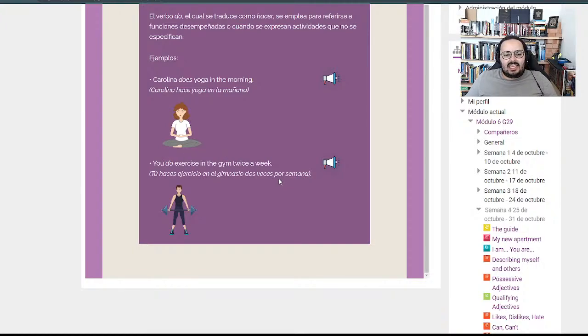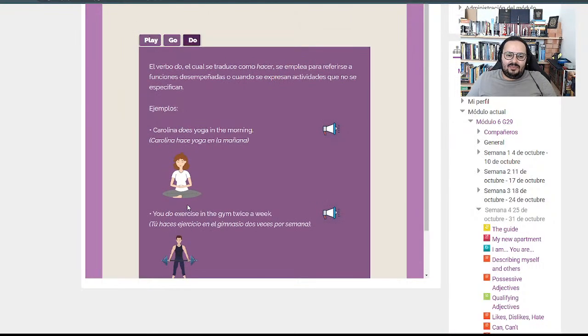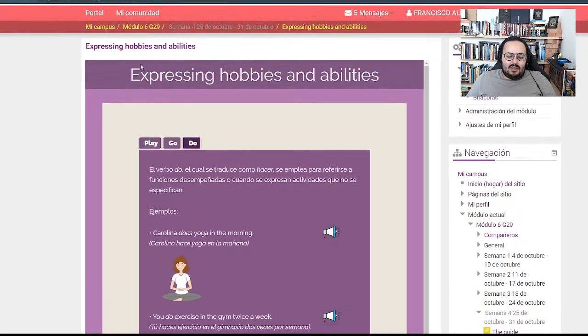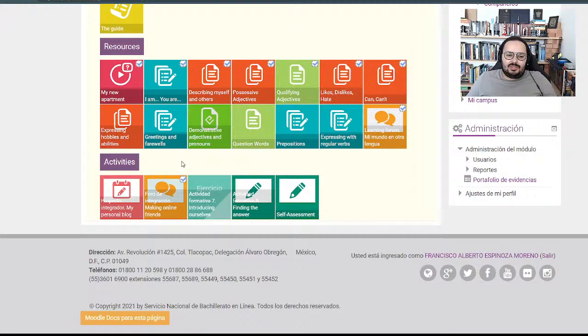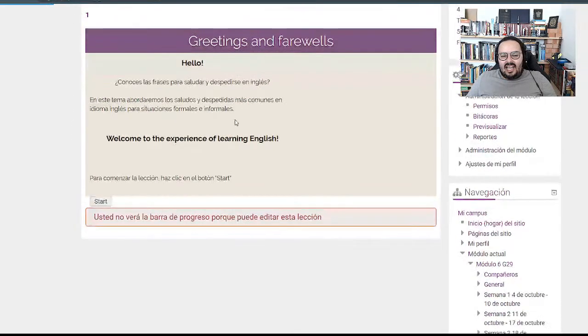You do exercise in the gym twice a week. Tú haces ejercicio en el gimnasio 2 veces a la semana. Okay? So, those are the verbs used to express our hobbies. Play, go, and do. Last, we have, well, not last, almost. We have the greetings and farewells, like hello.